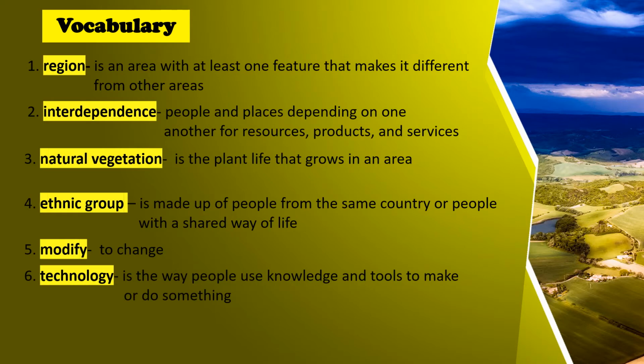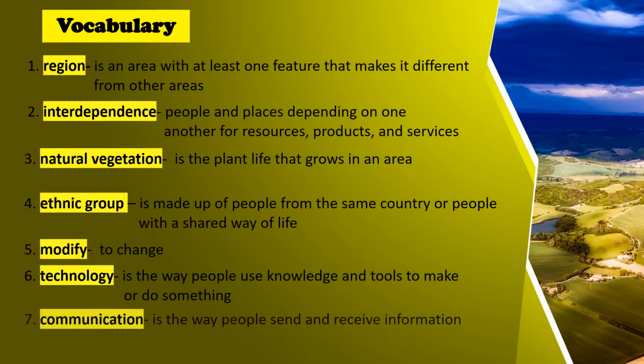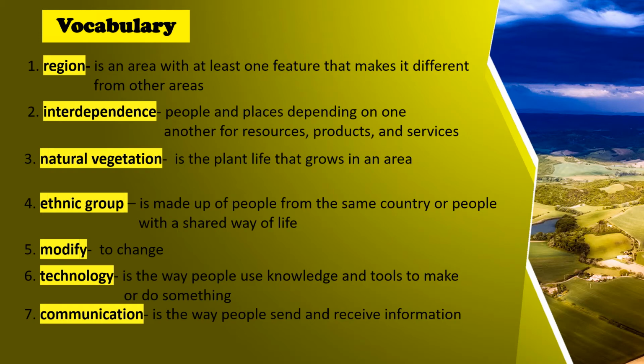Number 6, we have technology. It is the way people use knowledge and tools to make or do something. It includes machines, grade 4, like computers and your cell phones, and we call them modern technology. In our earlier history lesson, we learned about the Stone Age, which is the development of simple tools from wood, right? And the discovery of fire. Those are examples also of technology. And the last one is communication. It is the way people send and receive information. All right?